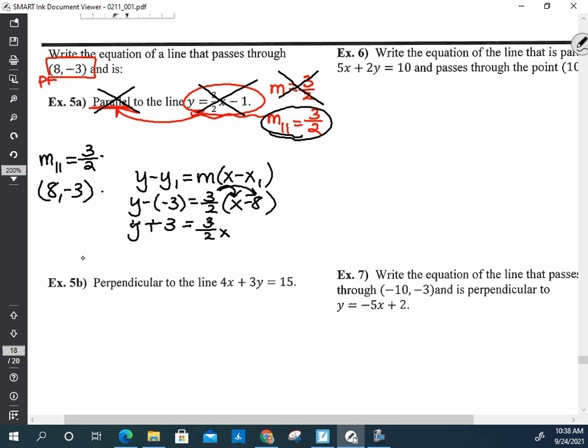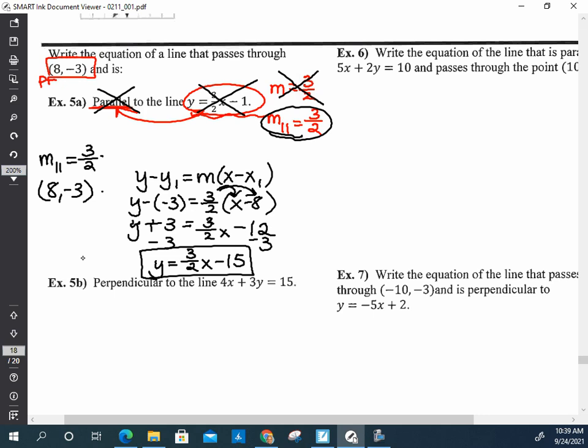minus 3/2 times 8. 3 times 8 is 24, and 24 divided by 2 leaves you with 12. To get y by itself, subtract 3 on both sides. So y equals 3/2x minus 15. That is the equation of the parallel line for y equals 3/2x minus 1. If you were to graph the original equation and the parallel line, they would indeed be parallel.